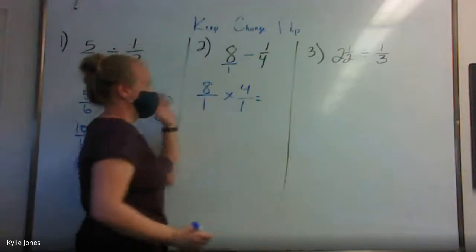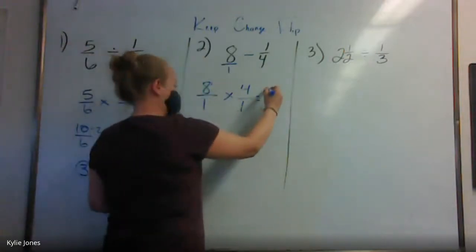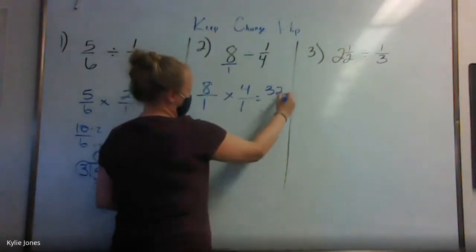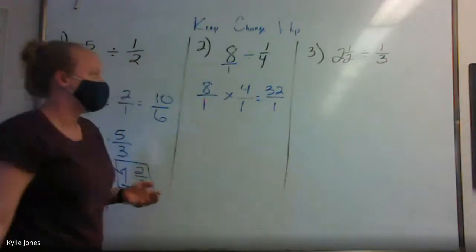Okay, so now what's multiplying across? What's 8 times 4? 32. What is 1 times 1? 1. So I got 32 over 1.